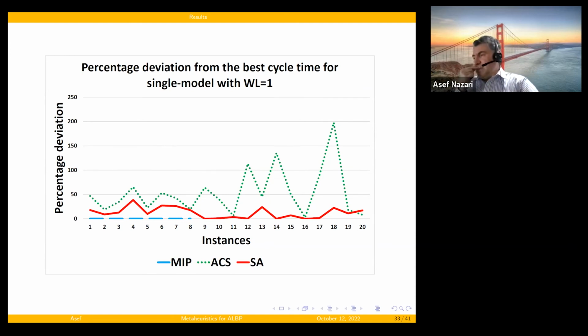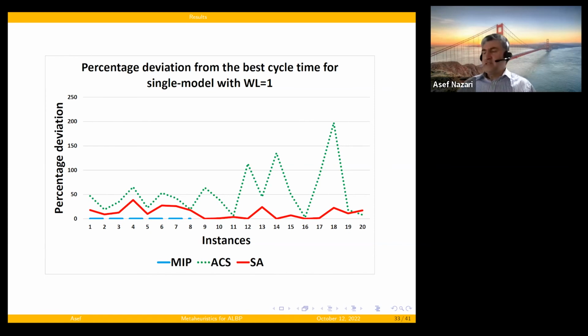As you see, generally the MIP solver is good for solving the smaller instances, and it can find the best solution. But after some stage, for example here after problem 8, the increasing problem number means the number of jobs increases, so the problem is harder. The MIP solver couldn't find anything. But you see that ACS and SA perform quite well.